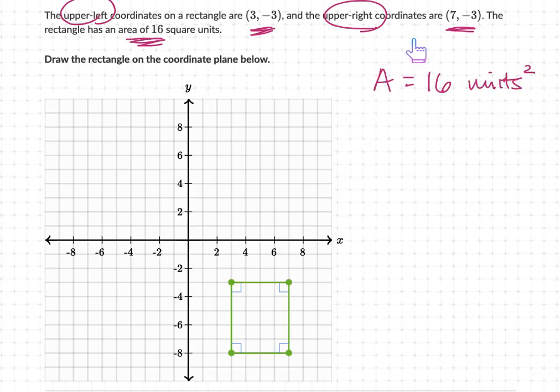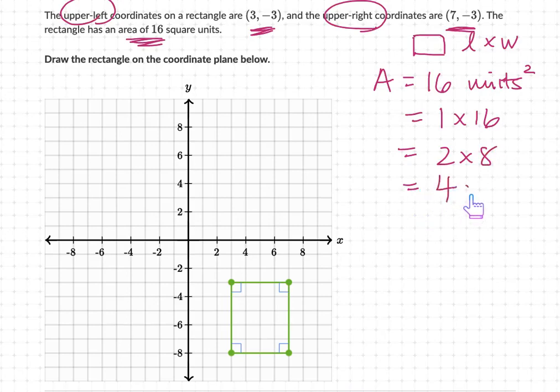For a rectangle, the area is length times width. So there's many different ways I can get to 16. I can have 1 times 16. I could have 2 times 8. I could have 4 times 4. Right? I can reverse all these, but I think that's the only different combinations of multiplication to get there. But we do know area is multiplication.